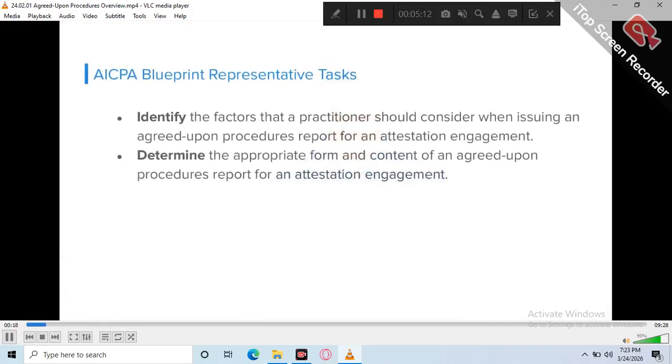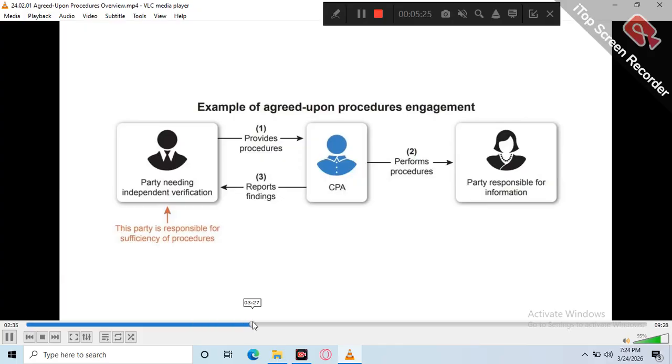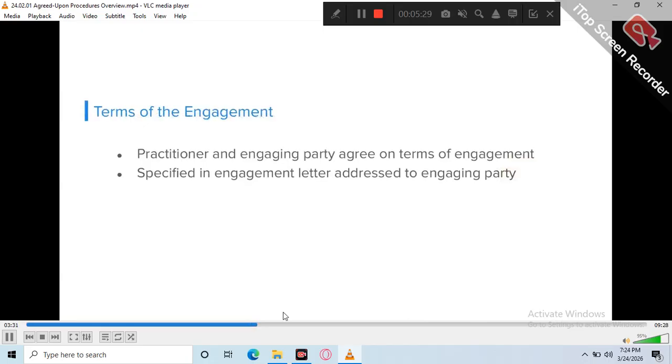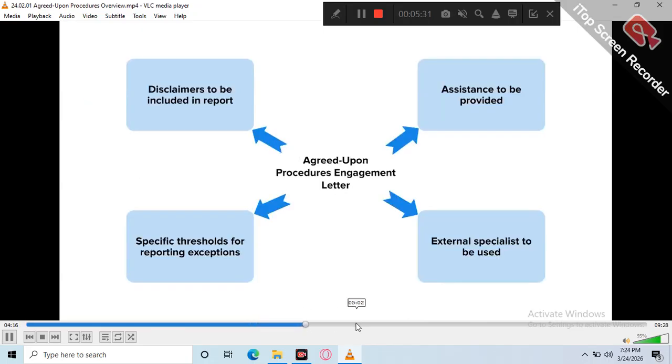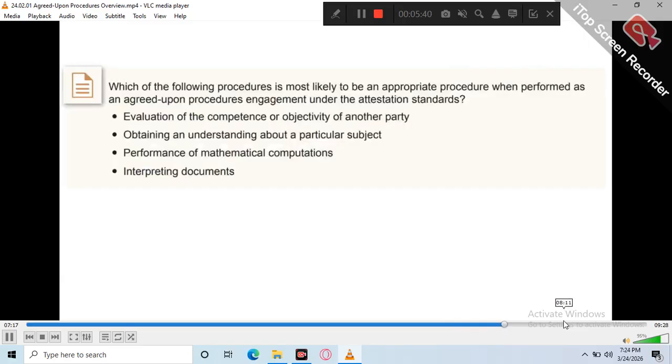Now, the AICPA Blueprint Representative Task says, hey, identify the factors that a practitioner should consider when issuing an agreed upon procedures report. Now, as I mentioned earlier, the engaging party will then direct me, the CPA, what is the criteria that you're looking for and what is it I'm supposed to do for the party. If I need an external specialist, any specified threshold. These are unacceptable terms, what it is they're expecting you to do. So some essentials: accumulate data, again, do not interpret.